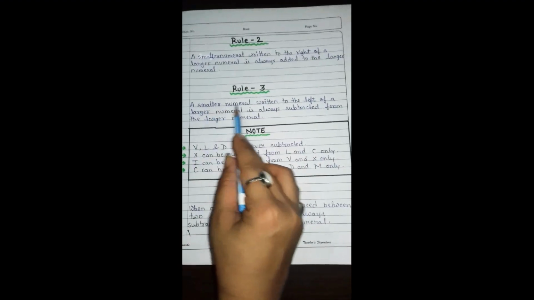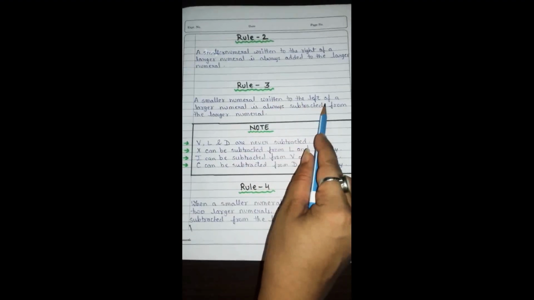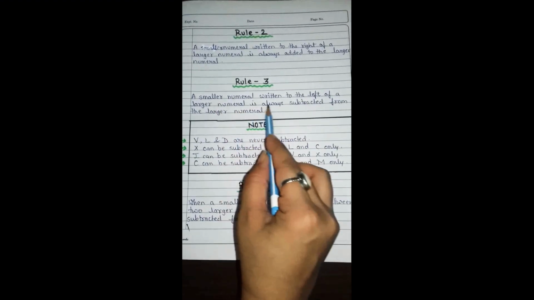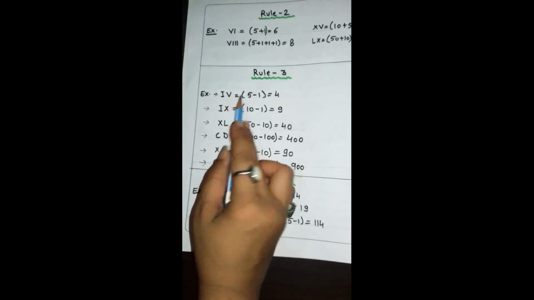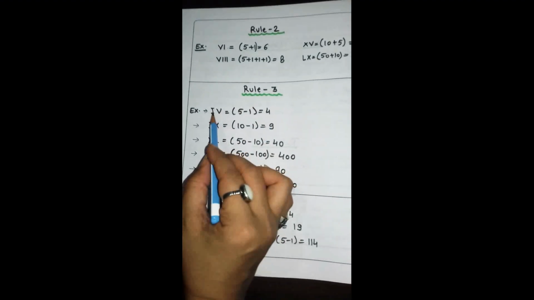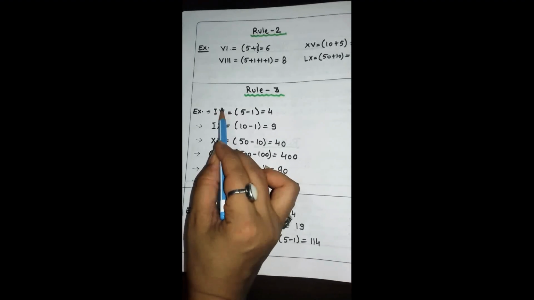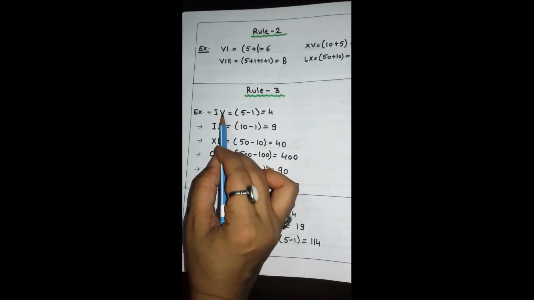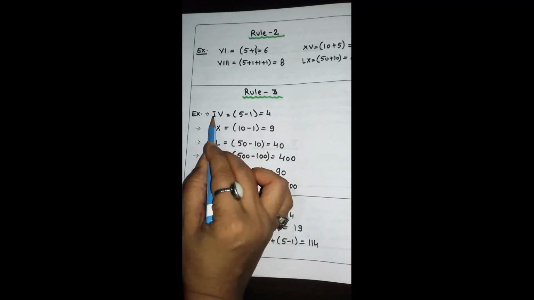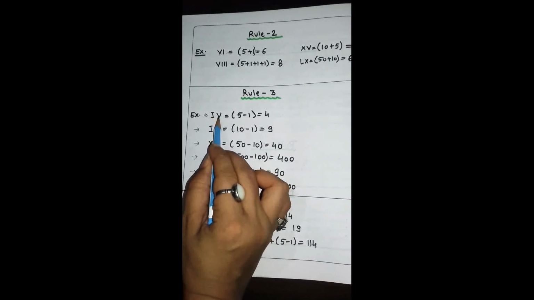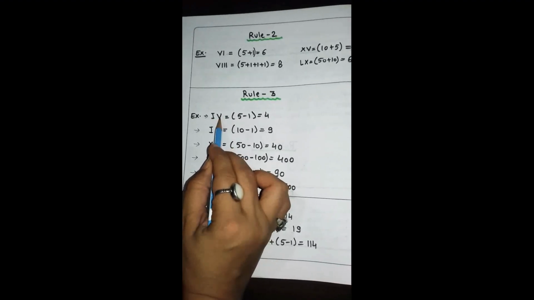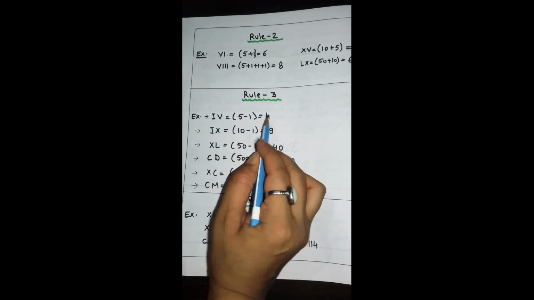Now rule 3. A smaller numeral written to the left of the larger numeral is always subtracted from the larger numeral. For example, IV. In rule 3, when a smaller numeral is written to the left side of the larger numeral, it is always subtracted. I stands for 1 and V stands for 5. So I is subtracted from 5. 5 minus 1 is equal to 4.